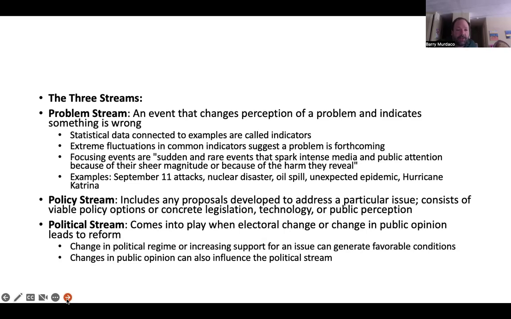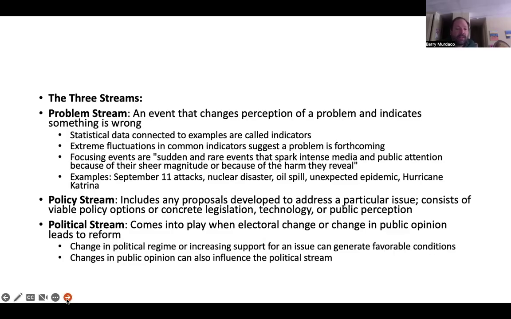Then you have the policy stream, which includes any proposals developed to address a particular issue, consisting of viable policy options or concrete legislation, technology, or public perception. And then the political stream comes into play when electoral change or change in the public opinion leads to reform. Change in political regime or increasing support for an issue can generate favorable conditions. Changes in public opinion can also influence the political stream as well.